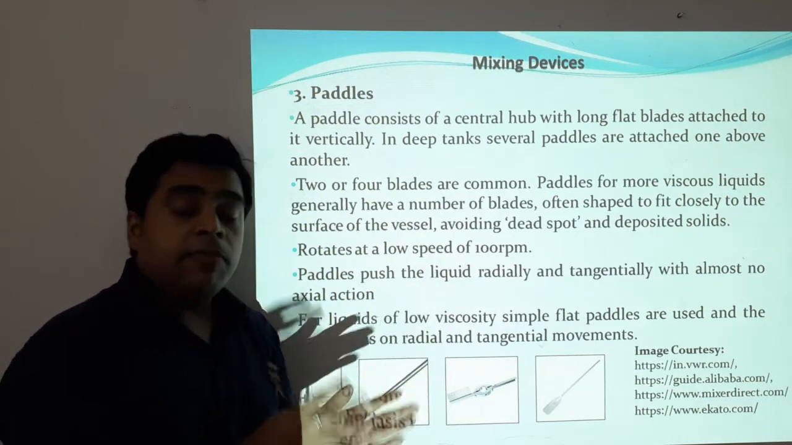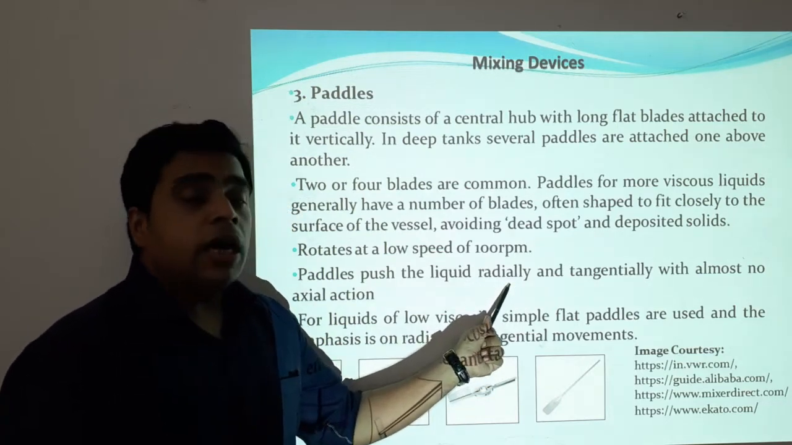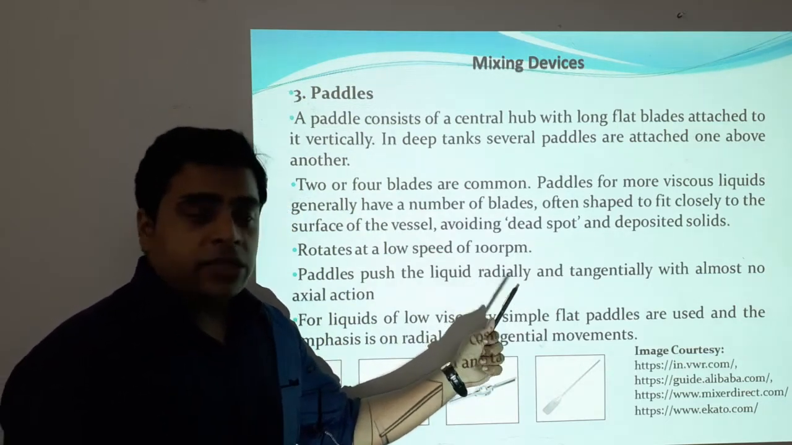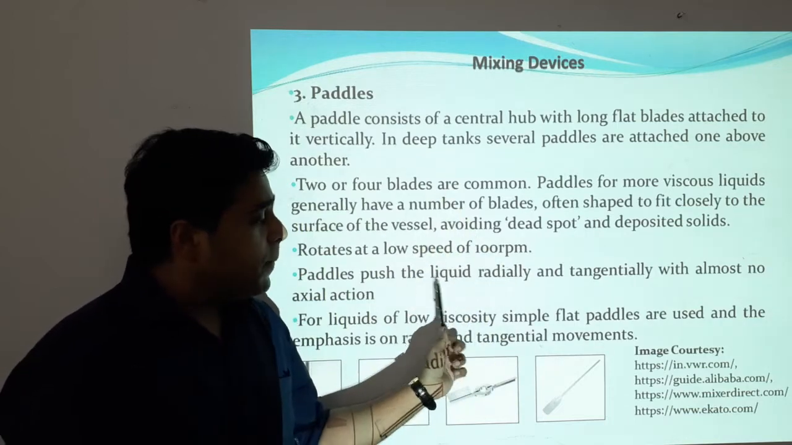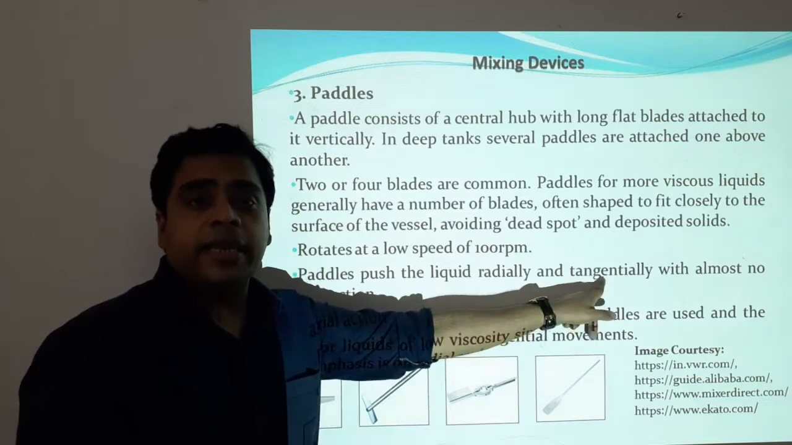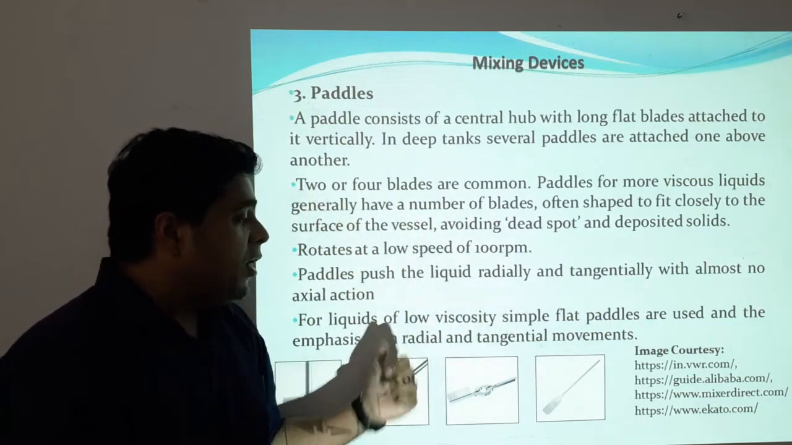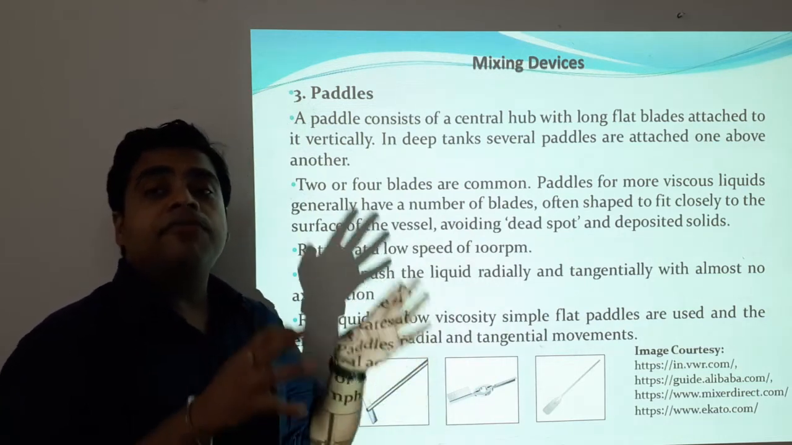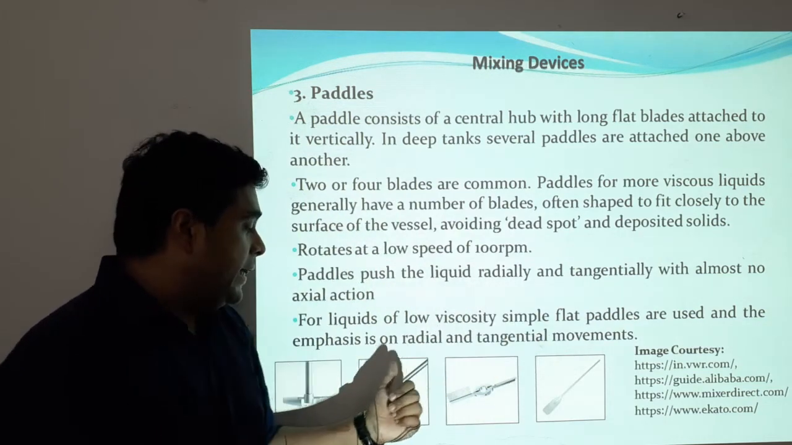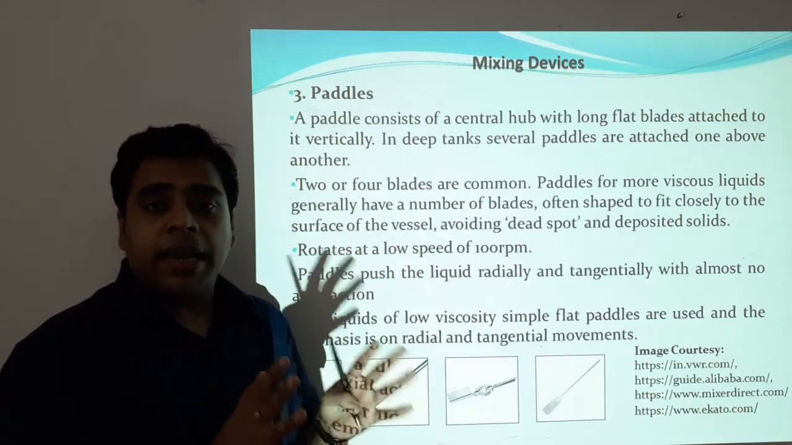So when we check the different components of the velocity, we can see how the turbines or the paddles or the propellers move. The paddles push the liquid in the radial direction as well as in the tangential direction, but no axial movement occurs. For liquids of low viscosity, simple flat paddles are used, and the emphasis on the radial and tangential movement is the main focus.